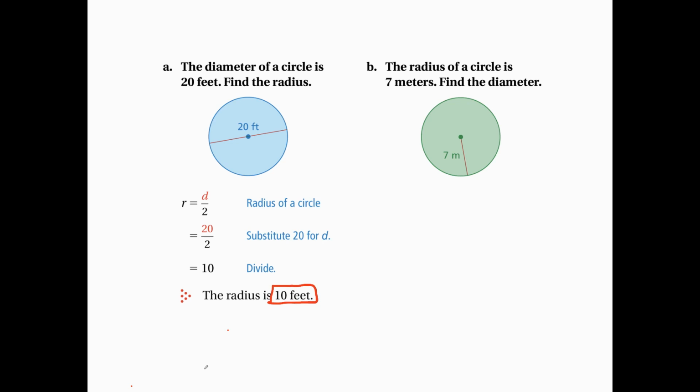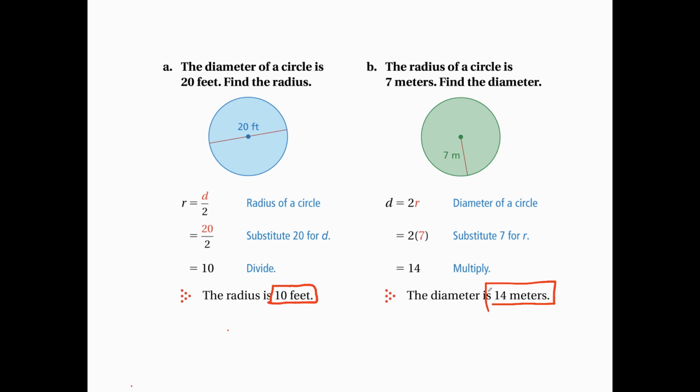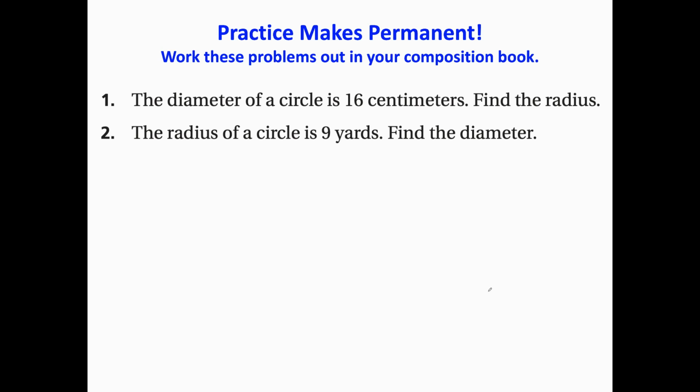All right, what about the second one? The radius of a circle is 7 meters. Find the diameter. So this time I know what the radius is. I just double it. I multiply it by 2, and that gives me the diameter. And it's 14 meters. So it's not just 14. It's 14 meters. All right, let's look at some practice problems.